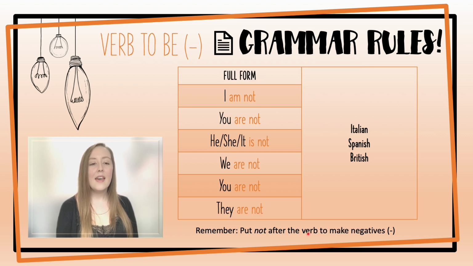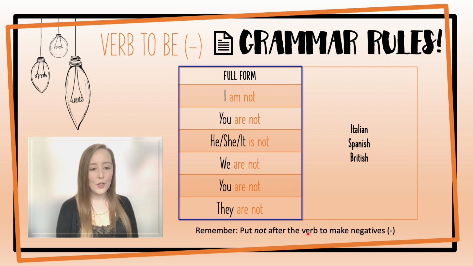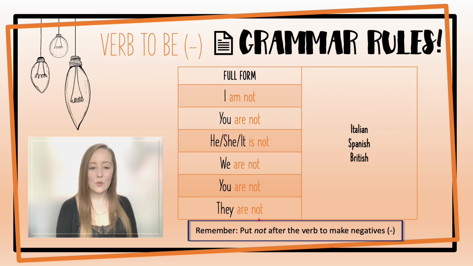negative. I am not. You are not. He is not. She is not, it is not. We are not, you are not, and they are not. So remember, put not after the verb to make it negative.